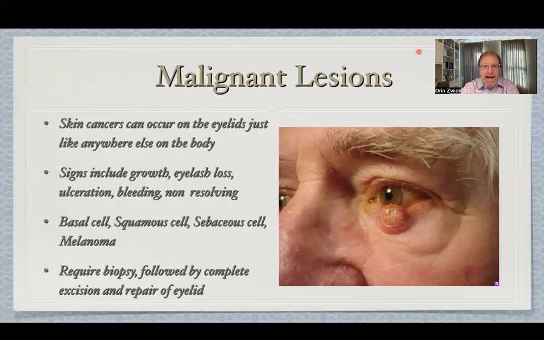The four main types of eyelid cancers are basal cell, squamous cell, sebaceous cell, and melanoma. Basal cells by far are the most common. These tend to all require a biopsy followed by further excision and repair of the eyelid. Excision can be performed either by an oculoplastic surgeon or a Mohs surgeon, who specializes in an aspect of dermatology where they excise and remove skin cancers.